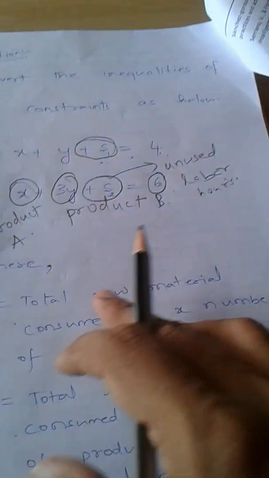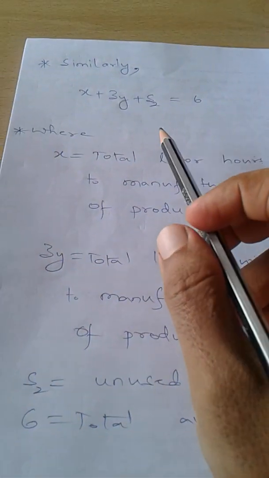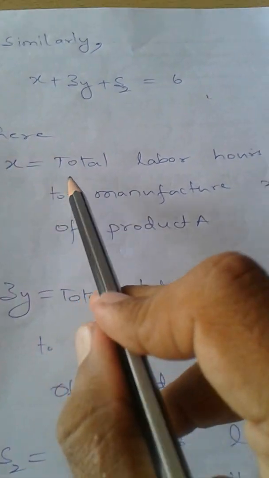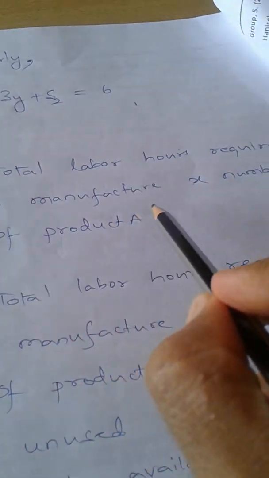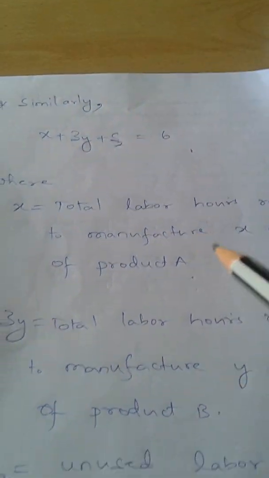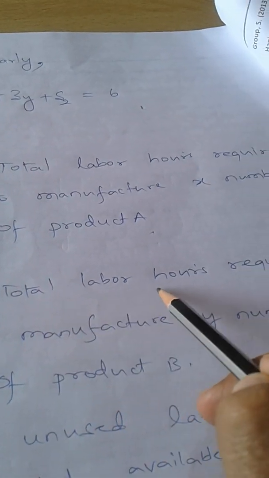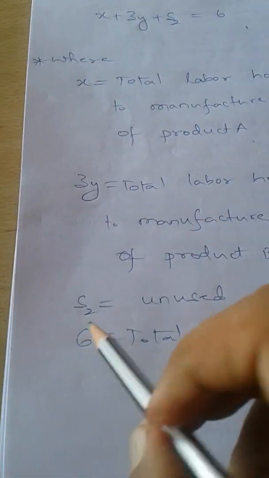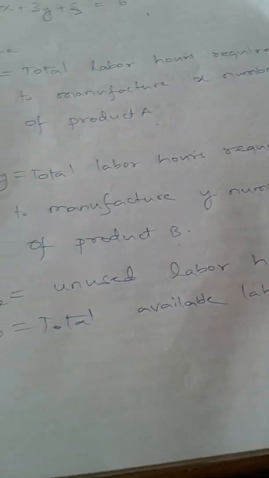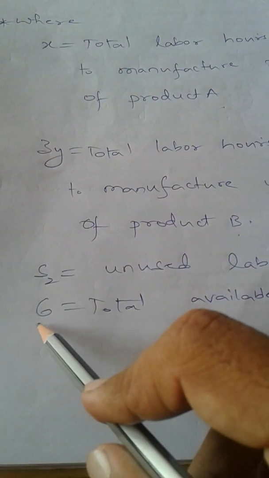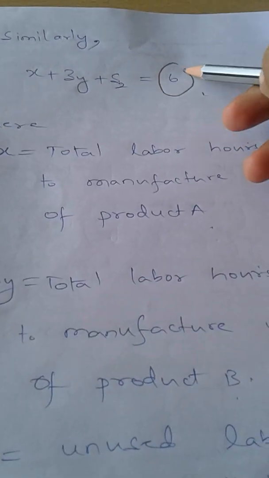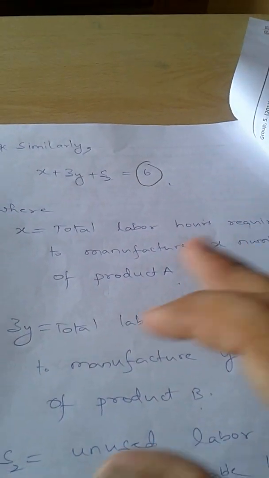This is what we have done even in the previous problem. The same step continues here. So x plus 3y plus s2 is equal to 6. x is the total labor hours required to manufacture x number of product A, 3y is the total labor hours required to manufacture y number of product B, s2 is the total unused labor hours, and 6 is the total available labor hours. So this is the total context.